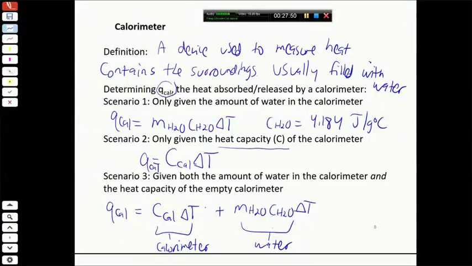So you just have to look carefully at what information is in the problem to know what the correct way to do it is. And we'll see examples of all of these as we go through, so this will become more clear as we do examples. Okay? So that's what a calorimeter is.